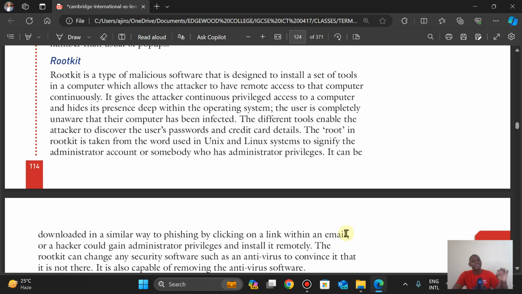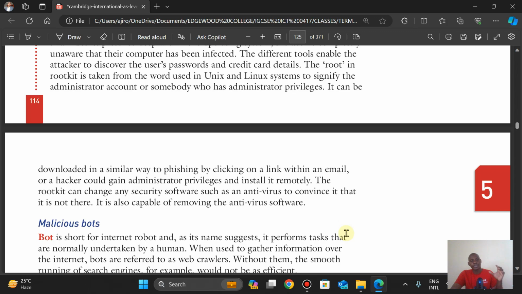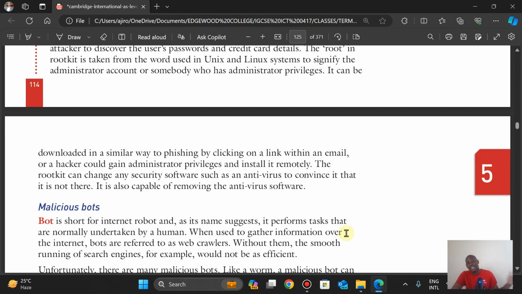The root in rootkit is taken from the word used in Unix and Linux systems to signify the administrator account, or somebody who has administrator privileges. It can be downloaded in a similar way to phishing, by clicking on a link within an email, or a hacker could gain administrator privileges and install it remotely. The rootkit can change the security software, such as your antivirus, to convince you that it's not there. It's also capable of removing the antivirus software. Yes, I have seen it. So please, you can use antivirus software to scan it and it's not going to be there. So you have to be careful.